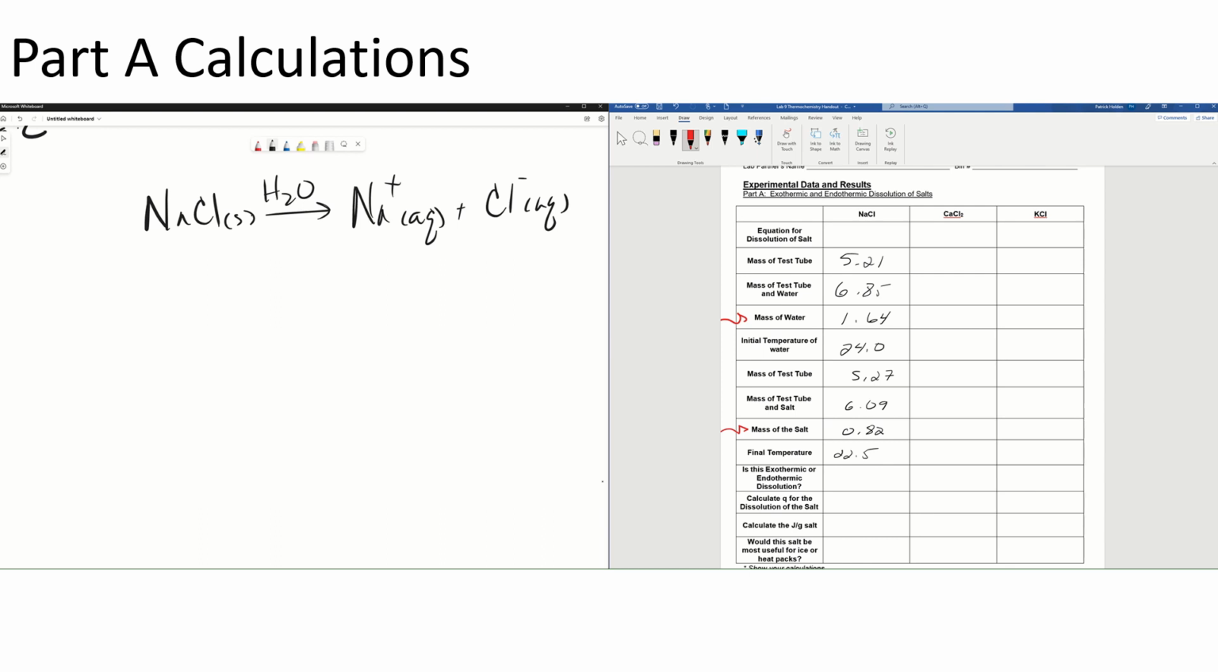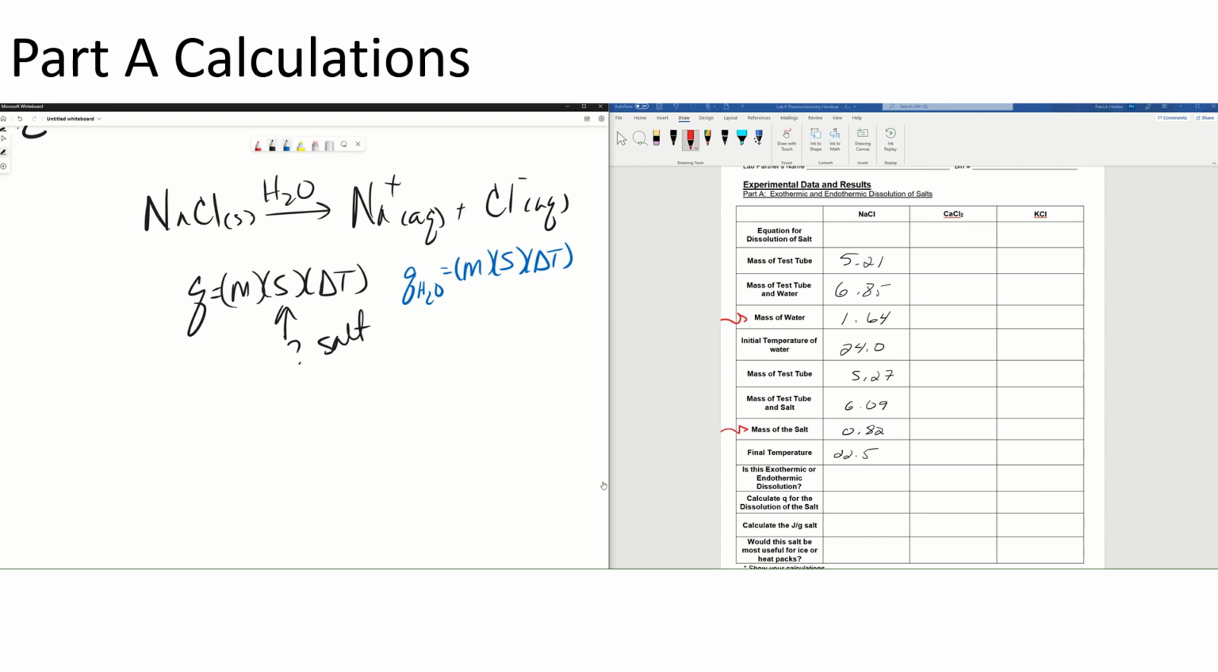Now we don't know the heat capacity of salt, right? Remember, our Q formula is Q is equal to the mass times the specific heat times the change in temperature. We don't know this for the salt, but we do know it for water. So we do know that Q of the water is going to be equal to the mass of the water times the specific heat of the water times the change in temperature of the water.